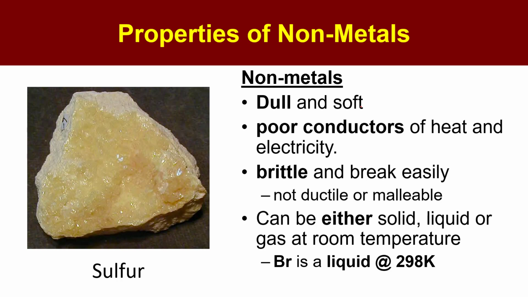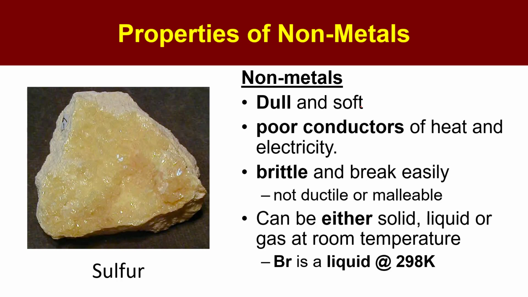Non-metals tend to be dull and soft. They are poor conductors of heat and electricity. They tend to be brittle and break easily. They are not, as a result of that, ductile or malleable. And what's unique about your non-metals is, as your metals were mostly solid at room temperature, obviously with the mercury exception, your non-metals can be either solids, liquids, or gases.